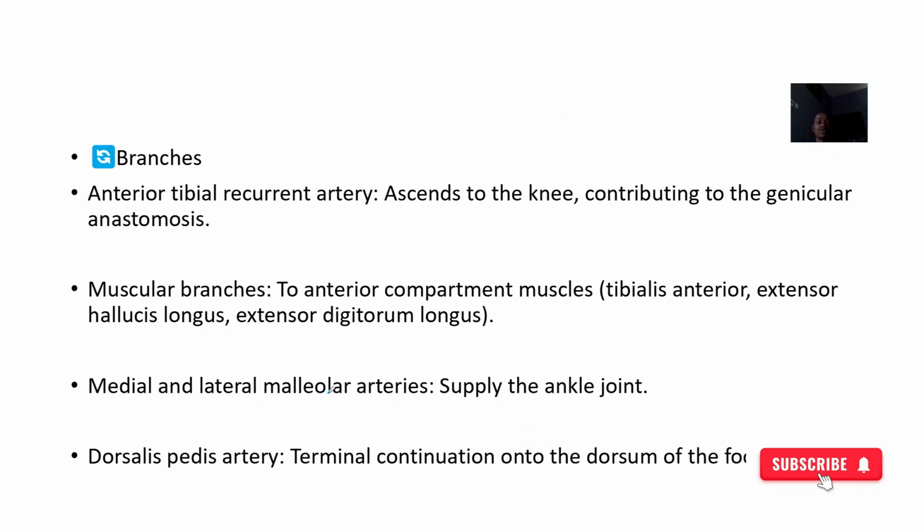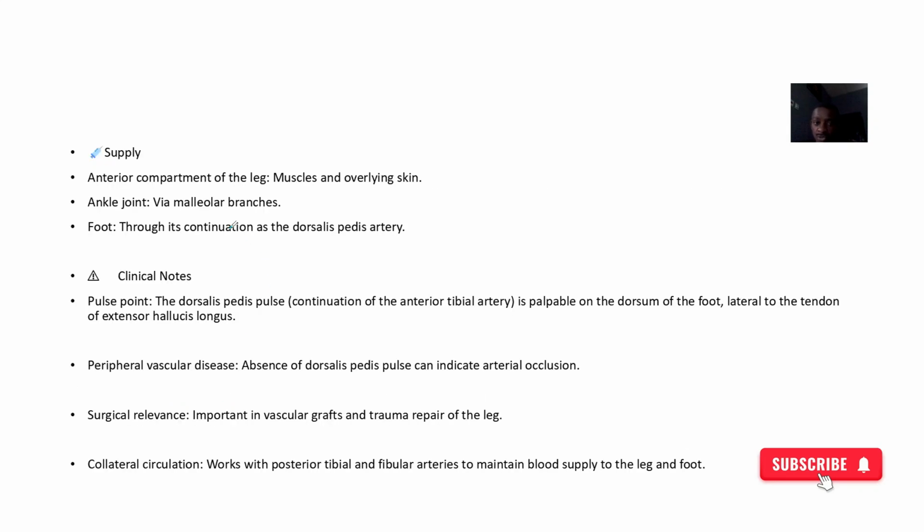Okay, so branches, it has some branches. It gives rise to the anterior tibial recurrent artery, the muscular branches, and the medial and the lateral malleolar arteries. Then at the back of the foot is this same artery that gives rise to the dorsalis pedis artery. So what does it supply? Okay, what are the structures of the body that this artery supplies? It supplies the anterior compartment of the leg, the ankle joint and the foot.